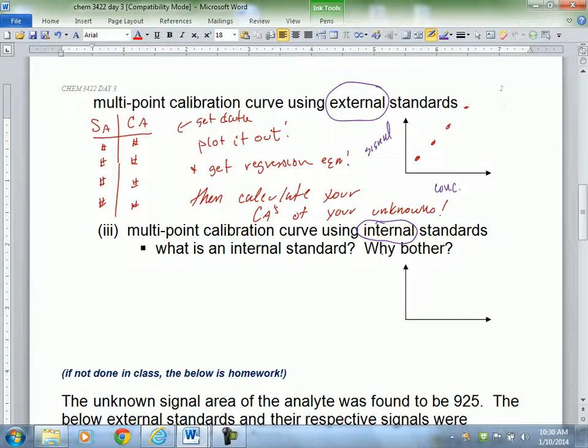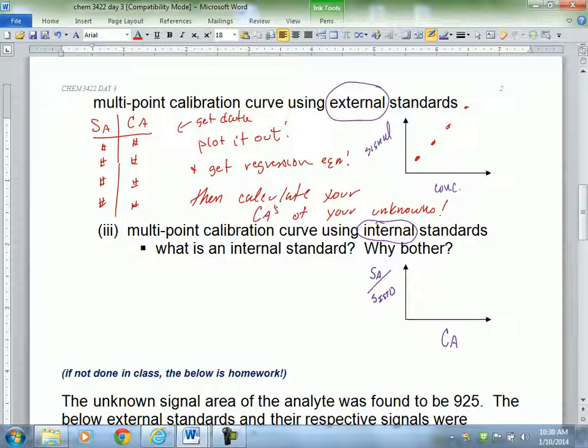Let me just show you what it's going to look like first. The plot is a little bit different. Signal of your analyte over the signal of the ISTD. That stands for my internal standard, I have to write all that out. So I'm going to divide two signals versus concentration of my analyte.